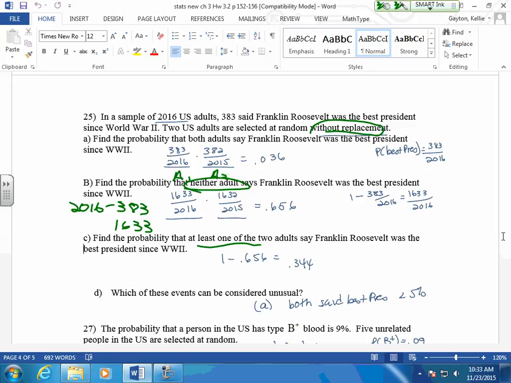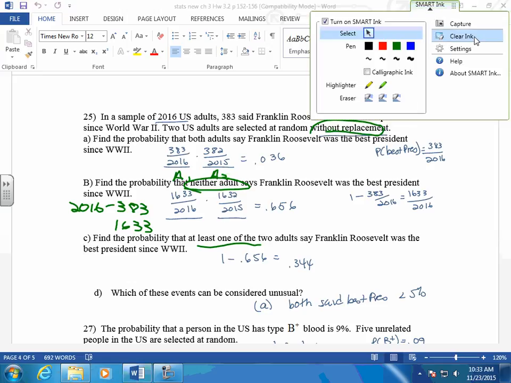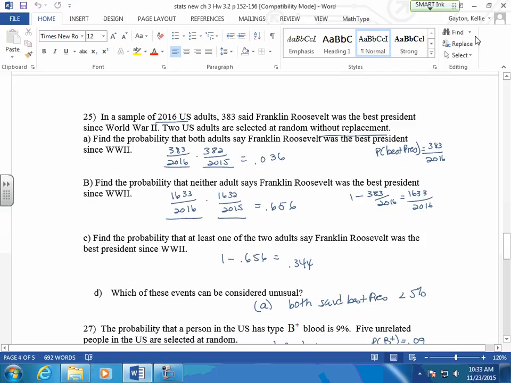And they said, did you consider this unusual? And both said A was the small one again. This is almost the same exact as the one before this. Hopefully you're getting this and not just totally bored.